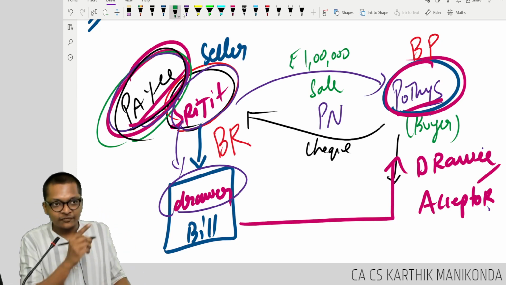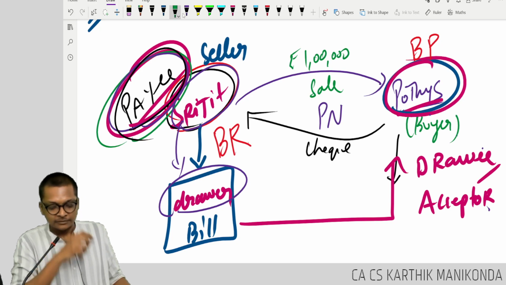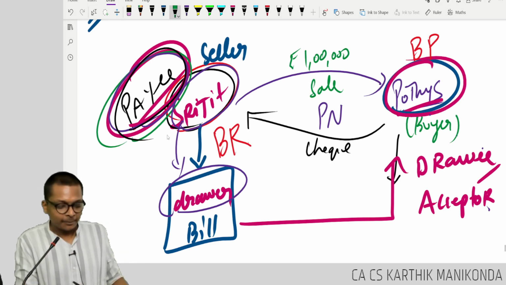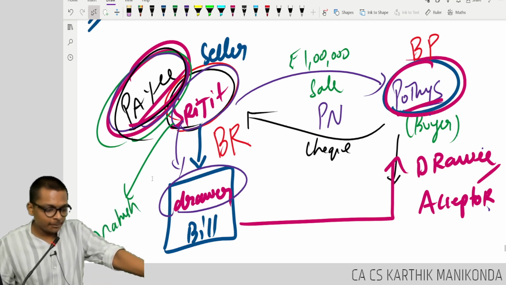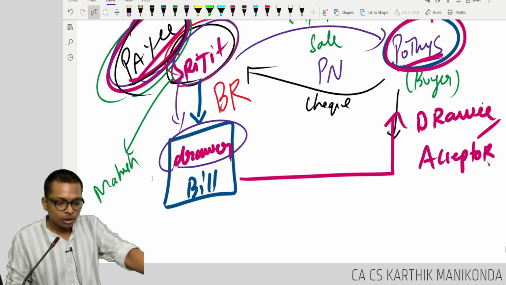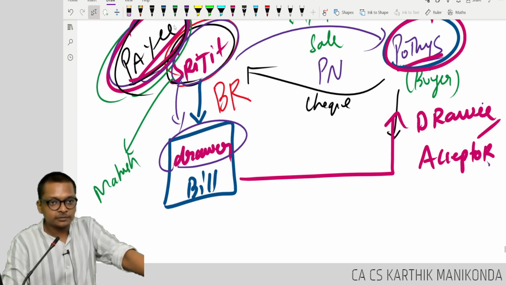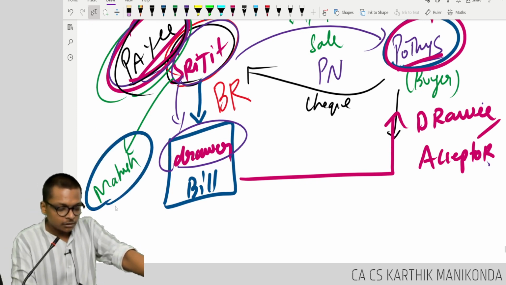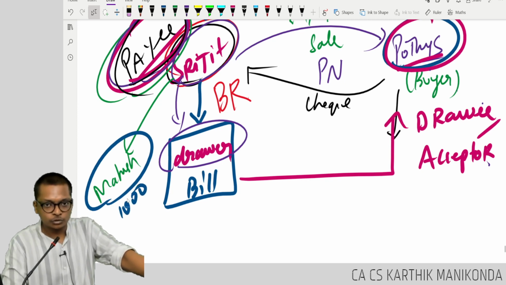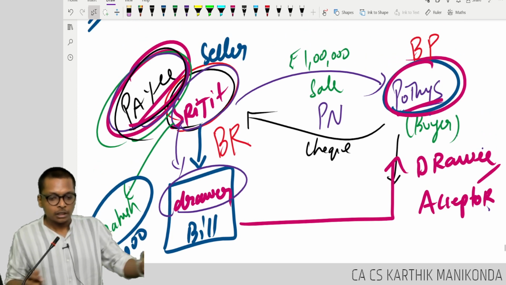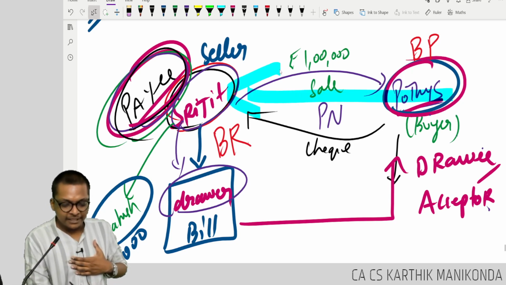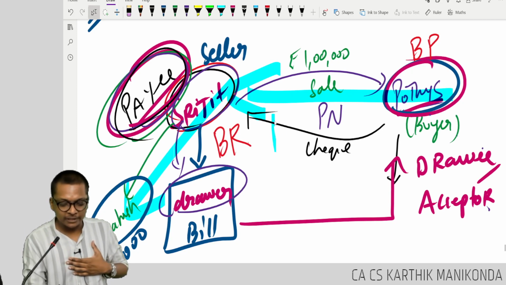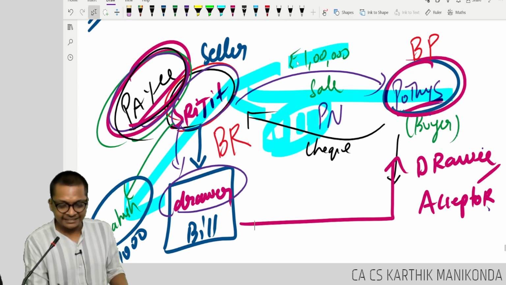Srijit sold to Pothis. Srijit purchased from whom? Mahesh. Don't forget Mahesh, guys. So he purchased from Mahesh. Do you remember this, guys? So he has to pay Mahesh how much? 1000 rupees. Correct? So now look at this. If I am Srijit, Pothis will pay me, and I will pay Mahesh. Let's say it's 1000 rupees.